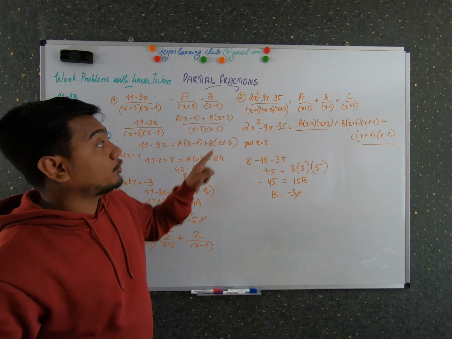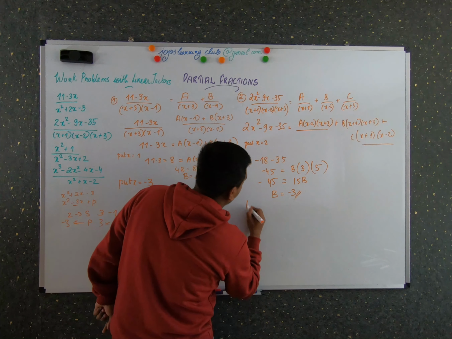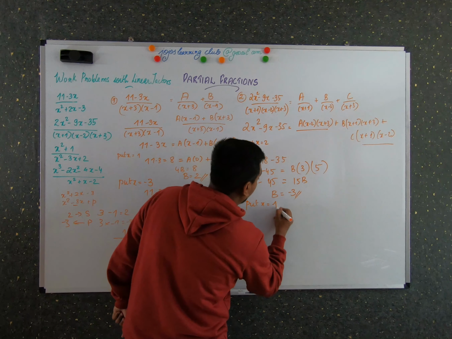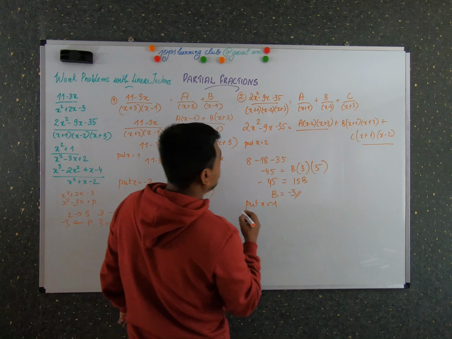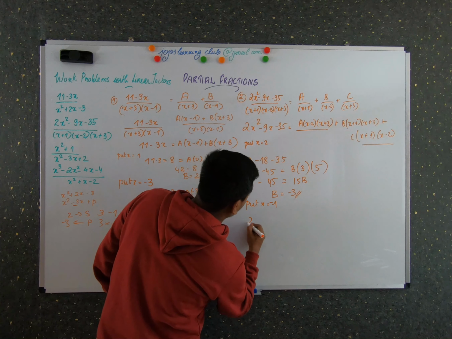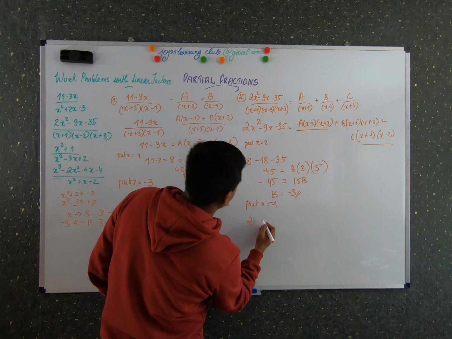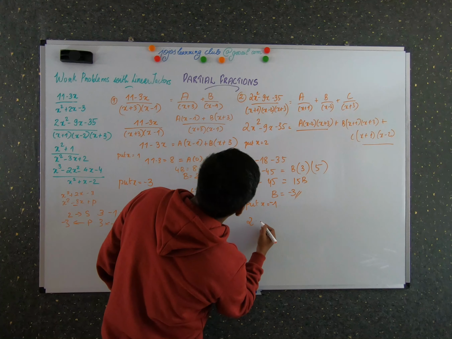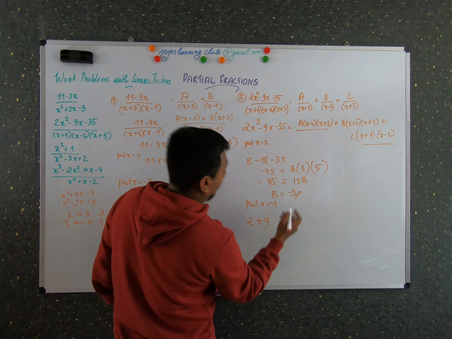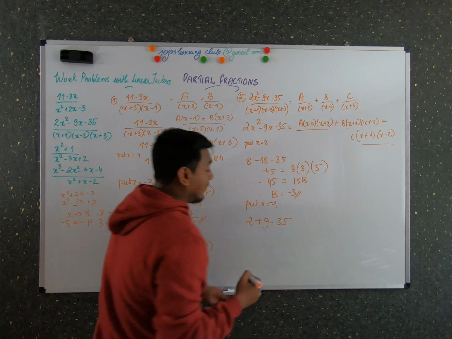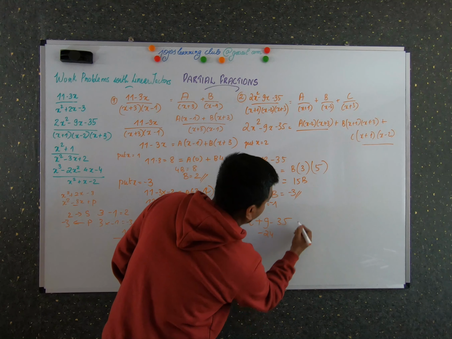And now what we have to do? Put the value of x as minus 1. So now I am going to put the value of x as minus 1. Let me check it. 2 into (minus 1) square is 2, minus 9 into minus 1. Minus 9 into minus 1 would be plus 9, right? Minus 35. So 11 minus 35, which is nothing but minus 24.